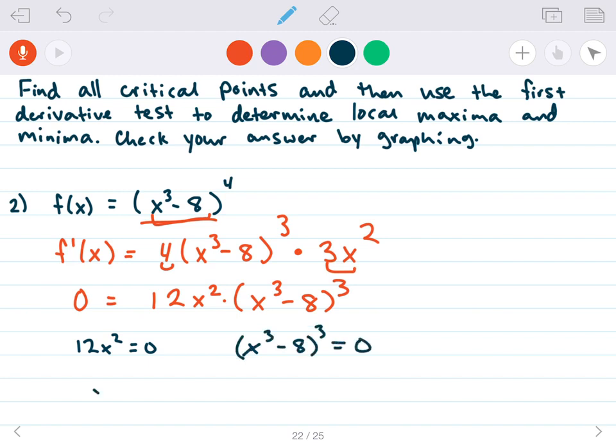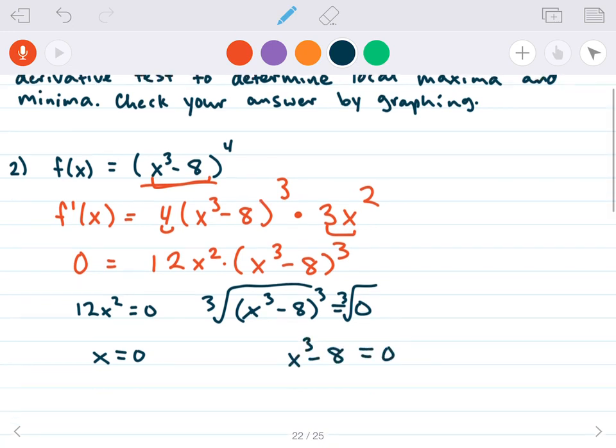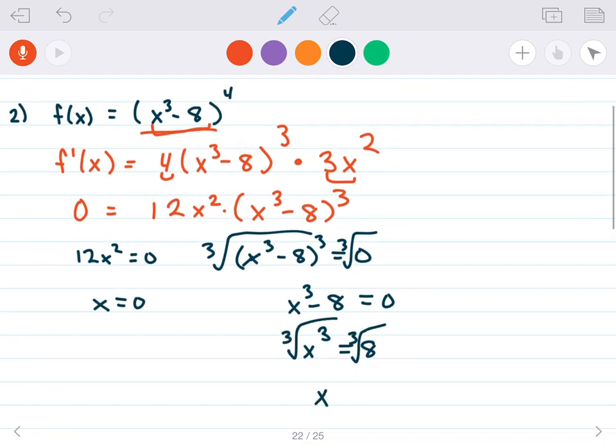Okay, so right here my critical point is 0. Over here, if I take the third root of both sides, I just get x cubed minus 8 equals 0. Add 8 to both sides. x cubed equals 8. And then I can take the third root of both sides, and the third root of 8 is 2. So x equals 2 is another. These are my two critical points. So I need to put them on a number line and see what's going on here.